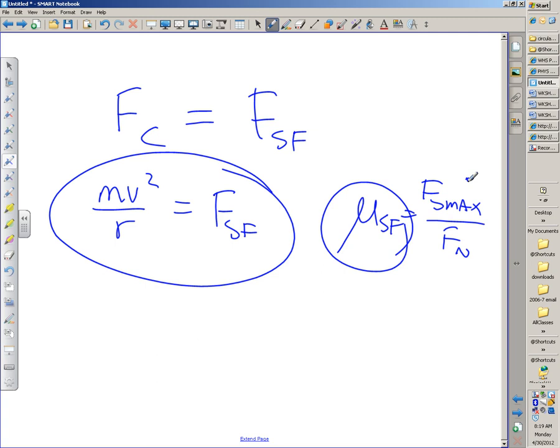That's what we did in the record player problem, where you know that friction is providing the centripetal force to that thing that's sitting and spinning around in a circle. Okay?